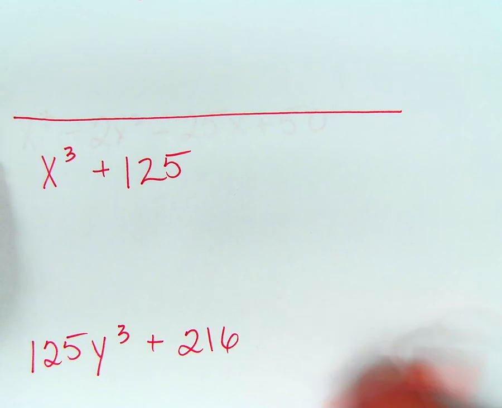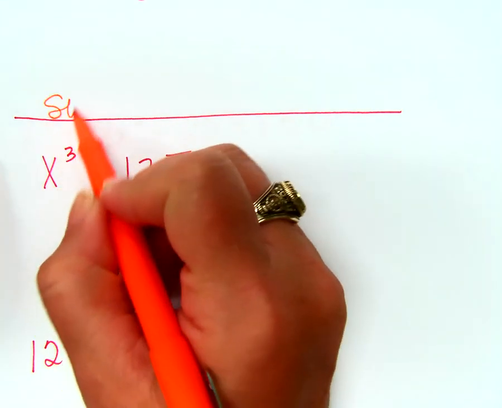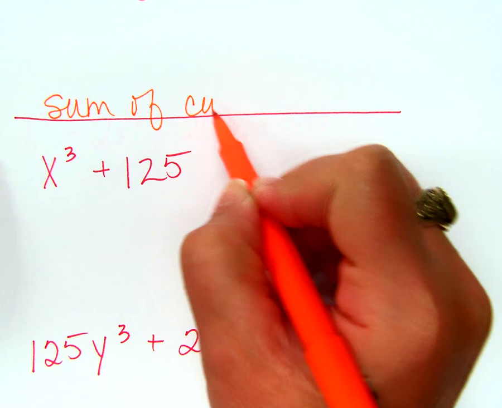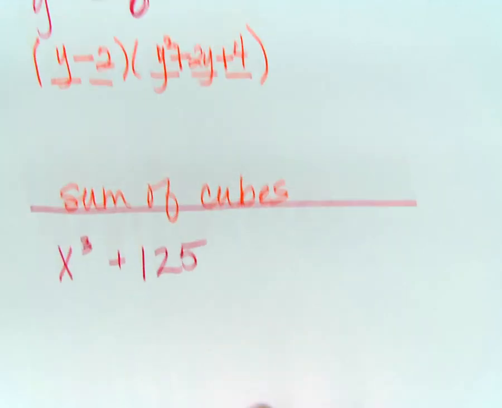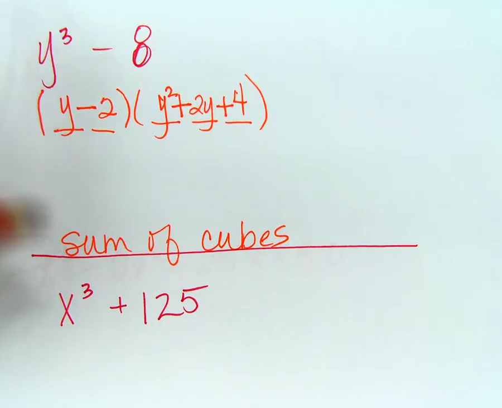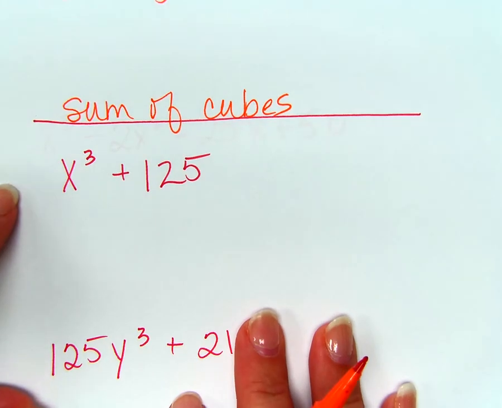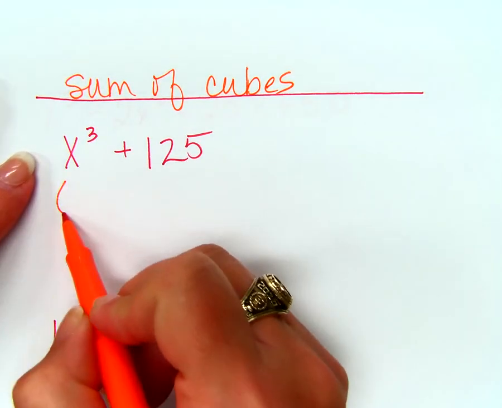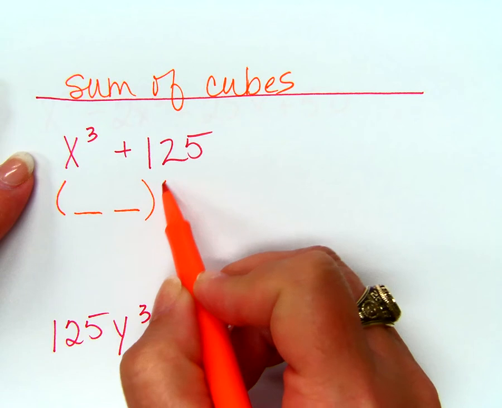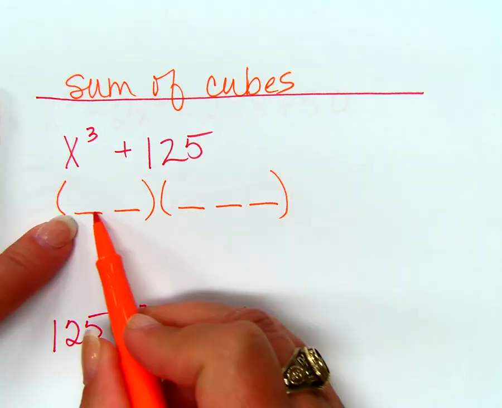What's this one? Sum of cubes. Now, here's the difference. These can be factored. But here's the good news. You already know how to do it. Because of how I taught you how to do these, you already know how to do these. What kind of terms do you get as its factors? A binomial and a trinomial. What goes in the binomial?